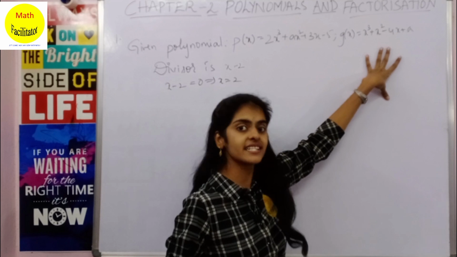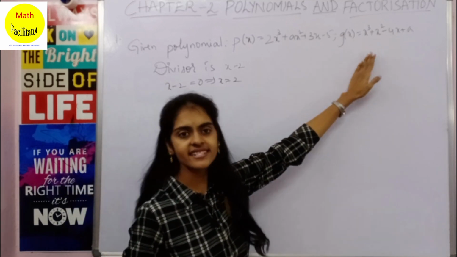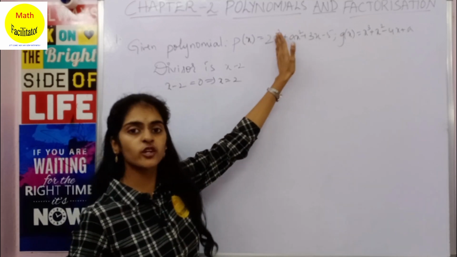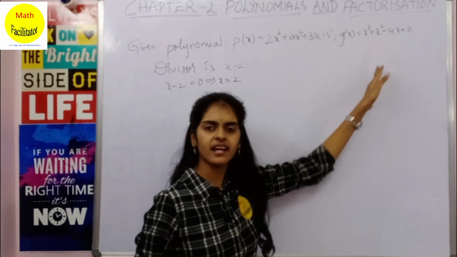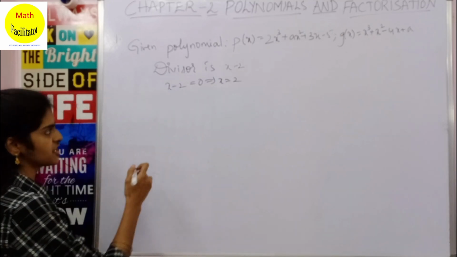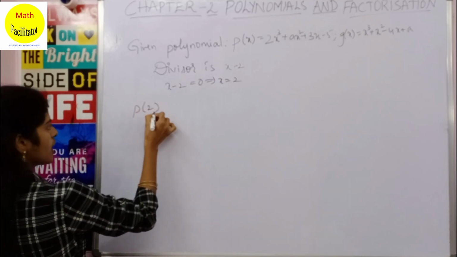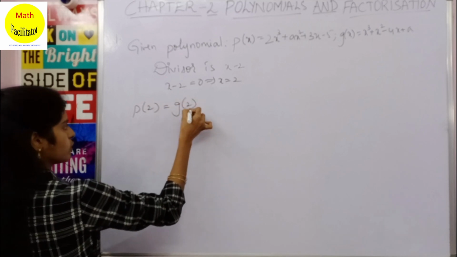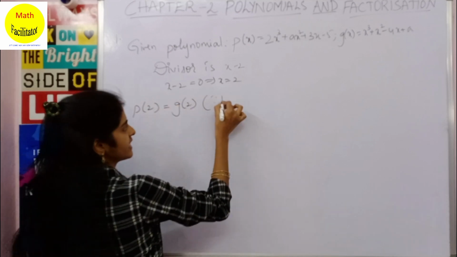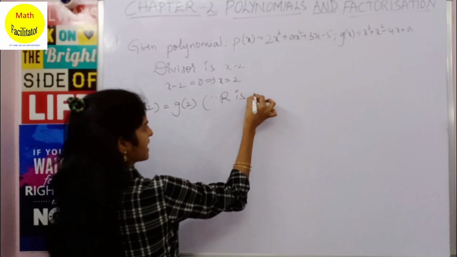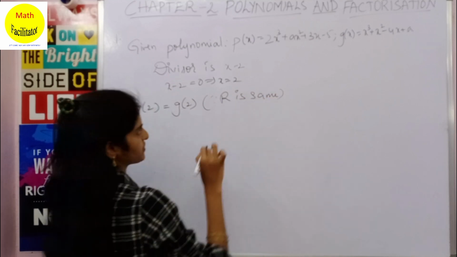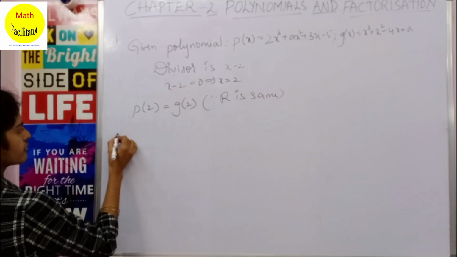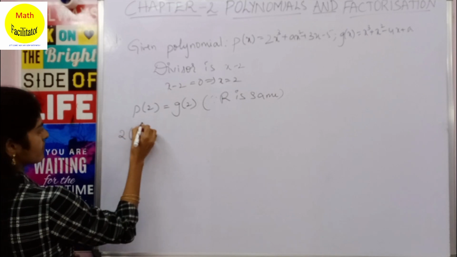Now in the question it is given that both the remainders are the same, which means p of 2 is equal to g of 2. I hope you understood the condition. So here p of 2 should be equal to g of 2. Why? Since the remainder is the same. Clear? So now p of 2 is nothing but 2 into, in the place of x you will substitute 2.